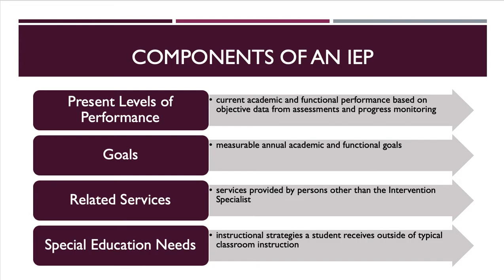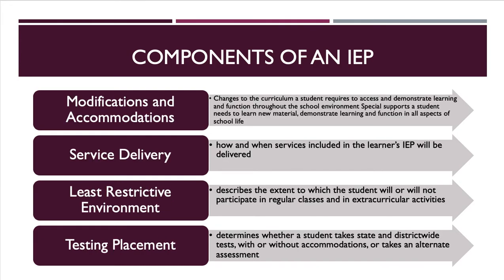Moving on, we also have modifications and accommodations. A modification is a change to the curriculum that the student needs in order to demonstrate their learning and their functioning in their school environment. An accommodation is a special support that a student needs in order to be able to learn the material. So either it's going to be accommodations or modifications or both, depending on the student's needs.